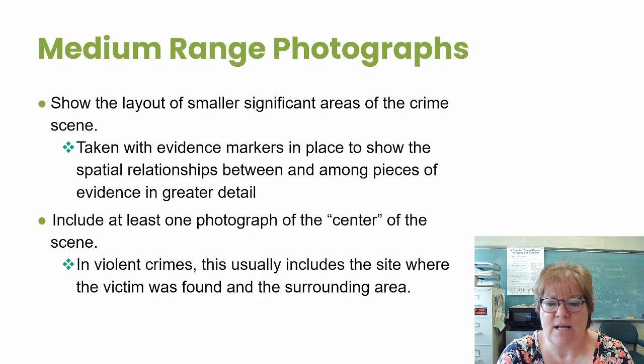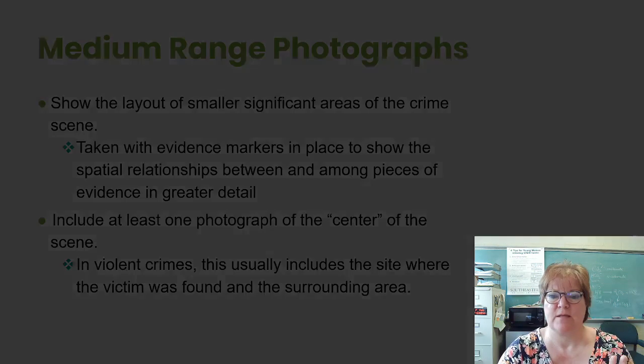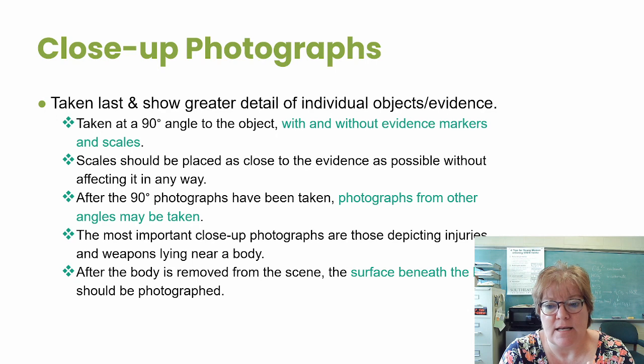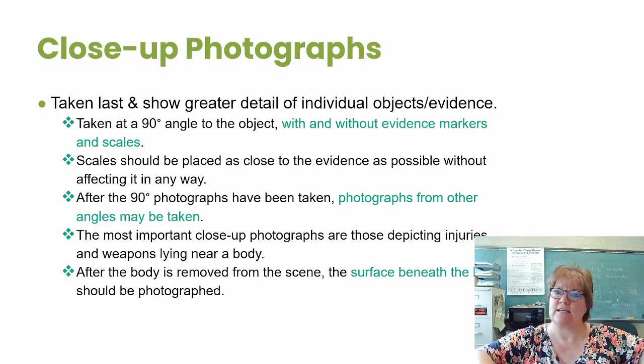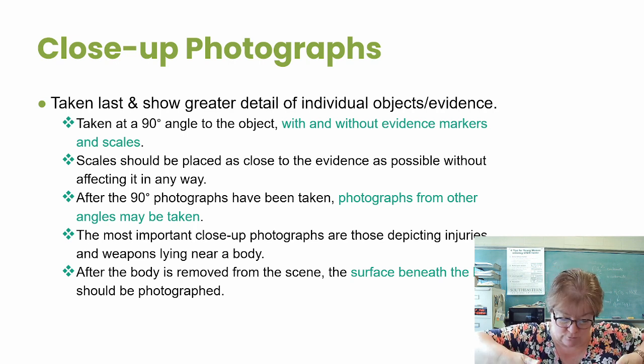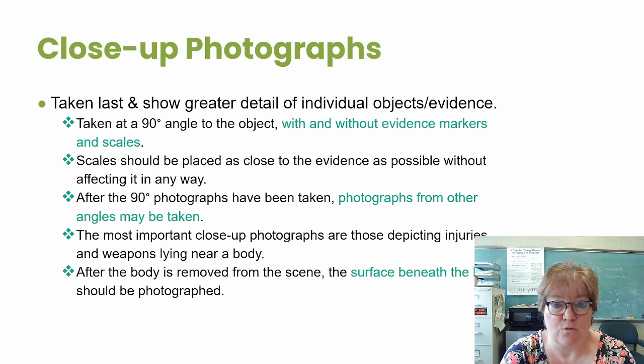And it should have at least one from the center of the scene where you're seeing what's going on around. On the close-up ones, it's important that first you take it straight looking down at a 90-degree angle. So if it's on the floor, you're pointing the camera at the floor and looking at it. And then from the side. So you have a direct one and then one from the side. And then you would add in the ruler and take another set of pictures.